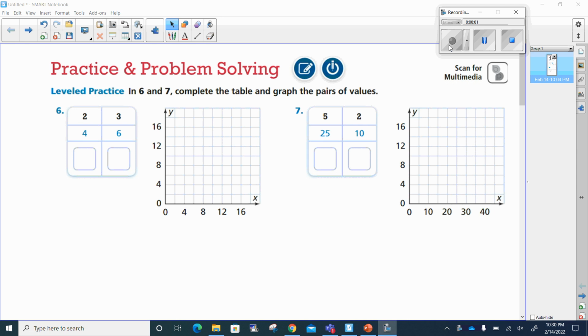My sixth graders, let's go ahead and get this homework out of the way. I'm going to do all the even ones tonight. First, we are going with the tables here. It says complete the table and the graph, the pair of values.